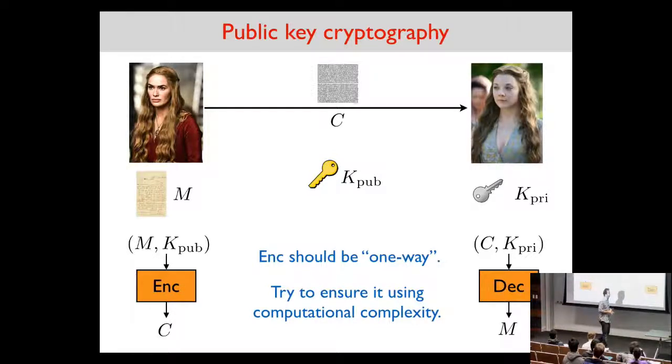Now, here's a little thing to notice. We're saying it's one way, yes. But at the same time, on the other hand, we have to invert this function. We have to get M from C. So it is one way in some ways, but it's also invertible if you know this secret key, the private key. These are called trapdoor one-way functions. There's a trapdoor.